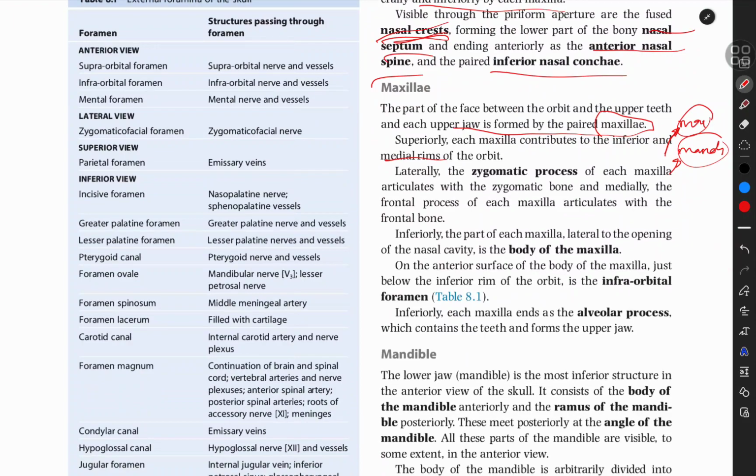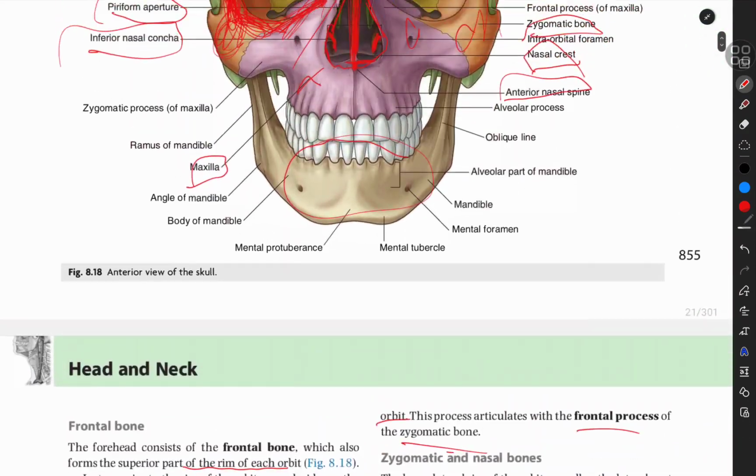Laterally, the zygomatic process of each maxilla articulates with the zygomatic bone, and medially, the frontal process of each maxilla articulates with the frontal bone.